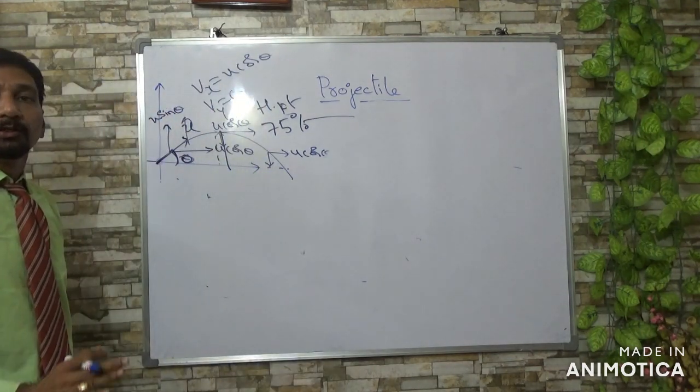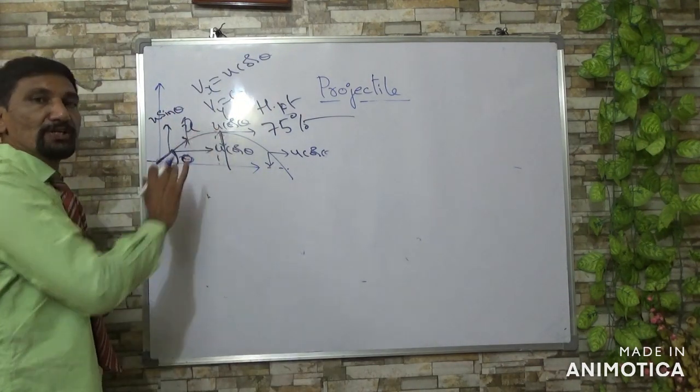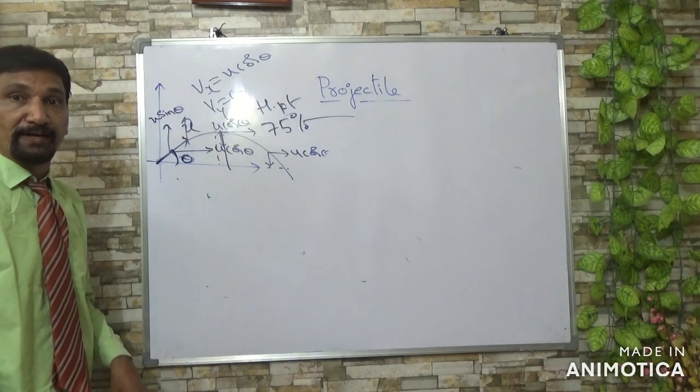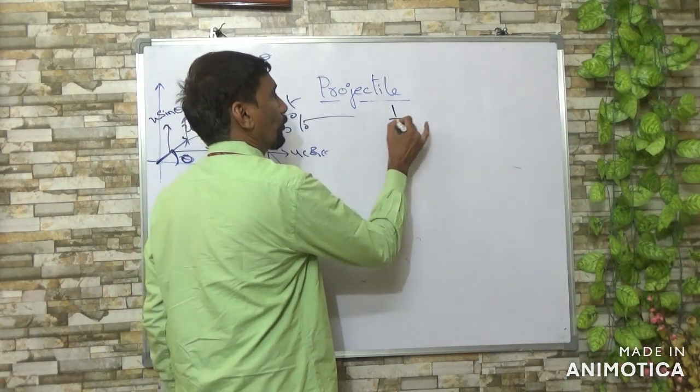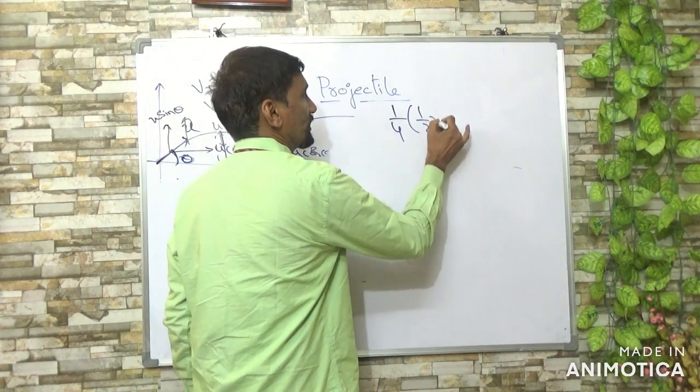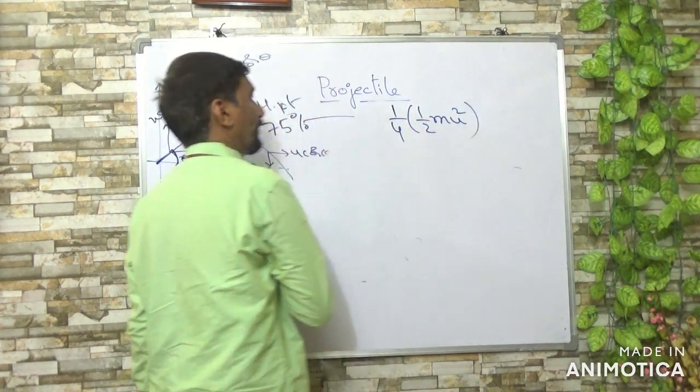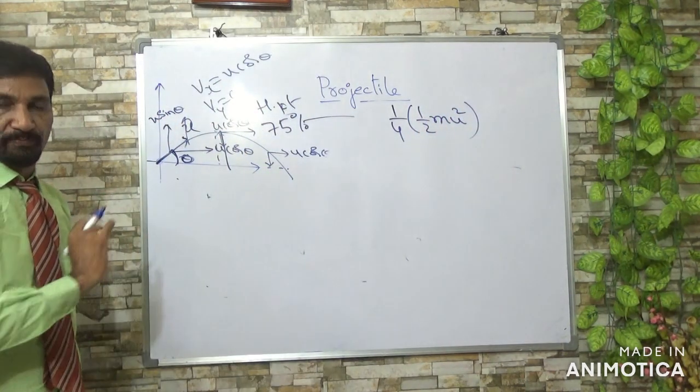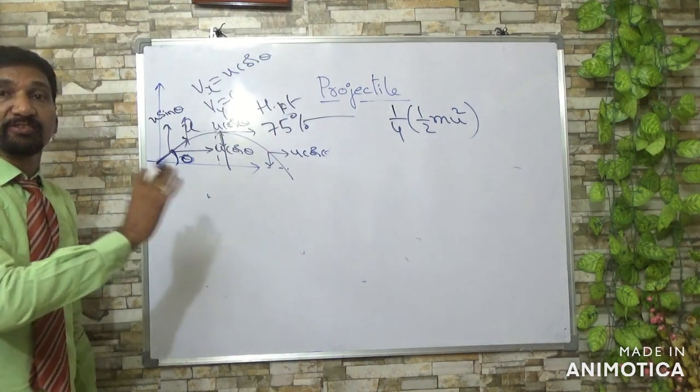According to our problem, 3/4 is lost. That means 1/4 is retained by it. So 1/4 of the total energy is at the highest point. That is the given problem, right? Because they're saying 75% lost.